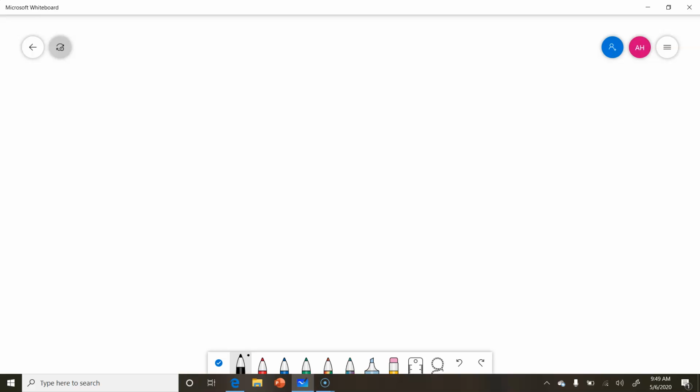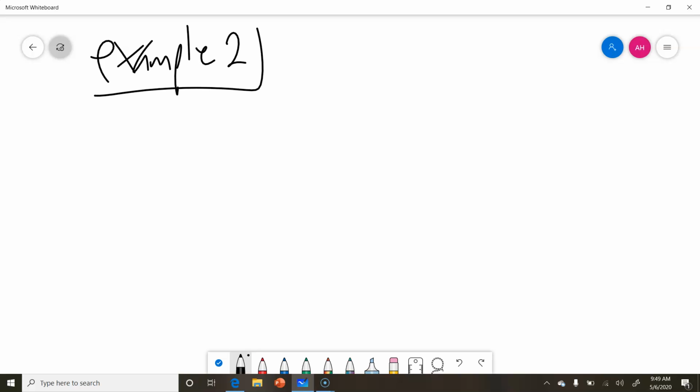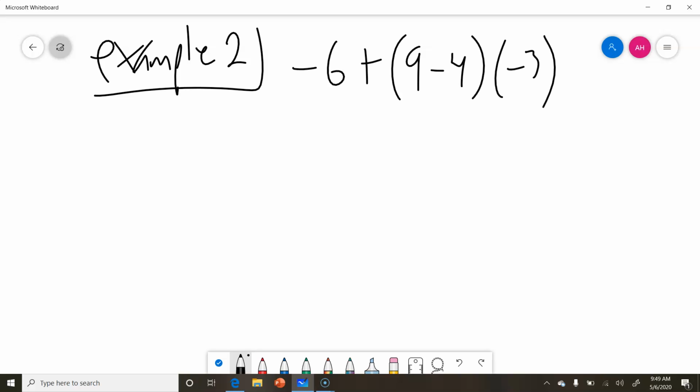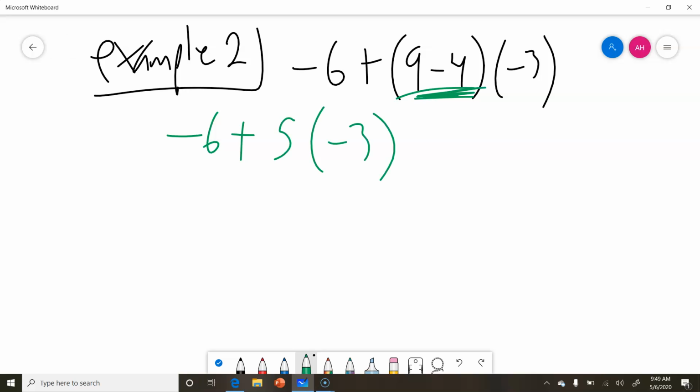Let's do example 2. I think the best way for me to go through these is just to do the examples. So example 2, we have negative 6 plus, and then in parentheses, 9 minus 4 times negative 3. Now again, we always do what's in parentheses first. So I do 9 minus 4. So I have negative 6 plus, and then I get 5, right? 9 minus 4 is 5, times negative 3.